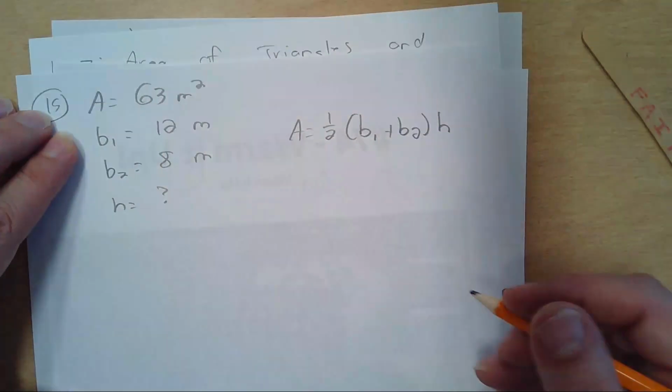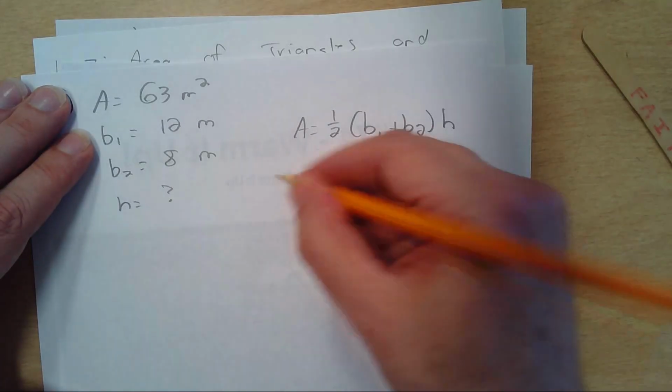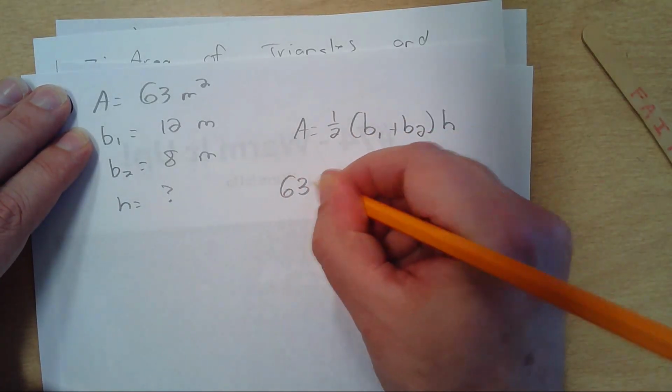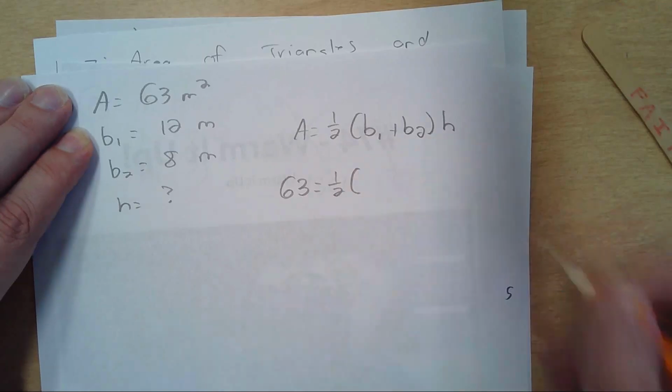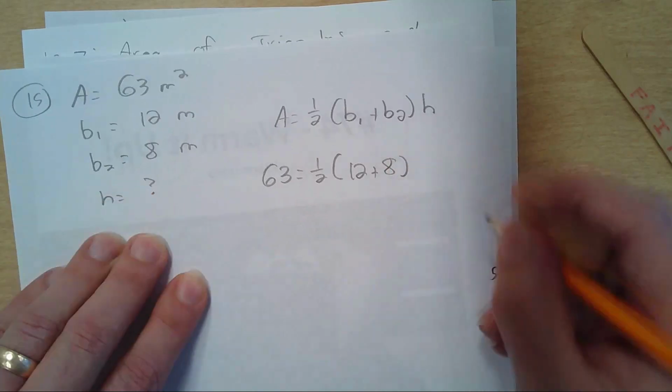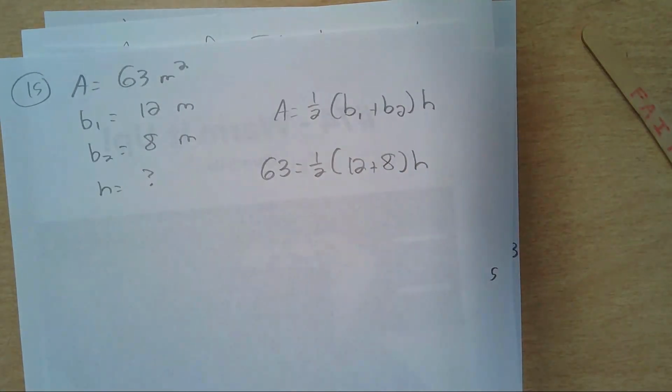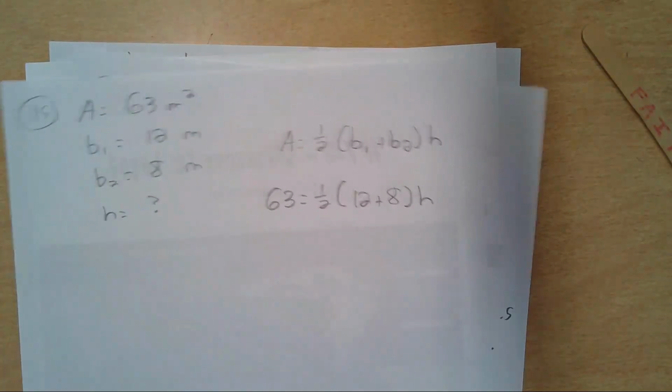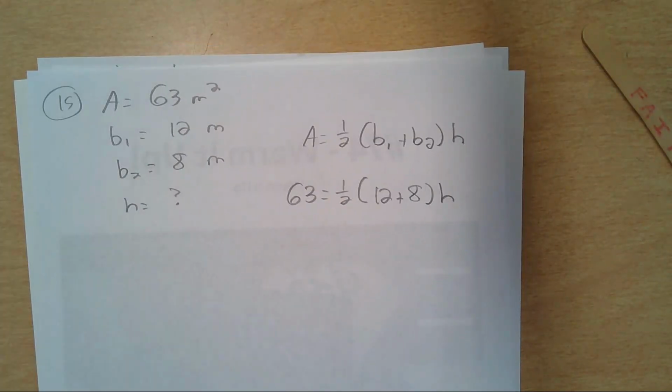So plug in all the values that I know to be true. So area, I know that. 1/2 is a constant. Base 1 is 12. Base 2 is 8. And then the height. I only did the first part. I didn't divide it by 63.